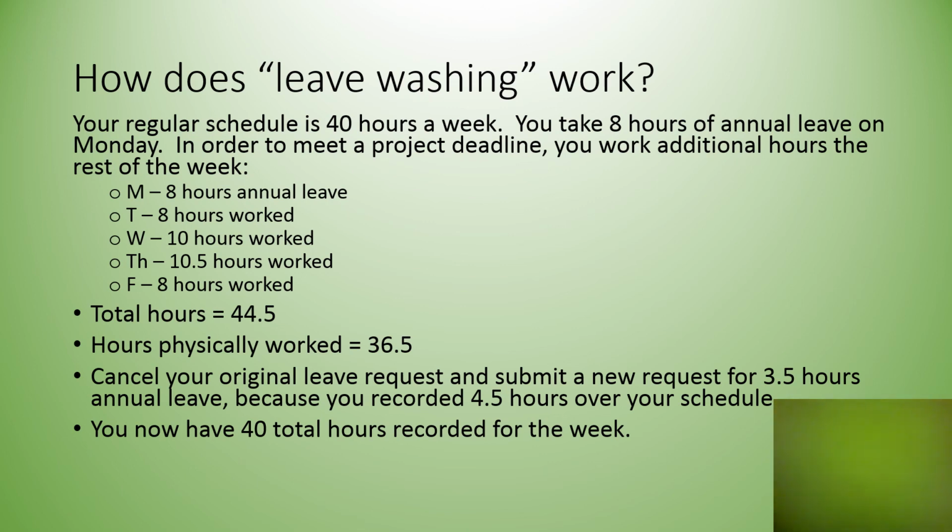I'd only physically worked 36 and a half, which means I did not meet the threshold for overtime, which is 40 hours. So if I don't do anything about this, I'm not going to get paid for these 4.5 extra hours. Those are only on there because I'd recorded 8 hours of annual leave. So what I need to do is cancel my original leave request for 8 hours and submit a new request for 3.5 hours, because that 3.5 hours will get me up to 40 for the week. I don't have to burn additional leave hours that I ended up working, and now I'll have 40 total hours recorded for the week.